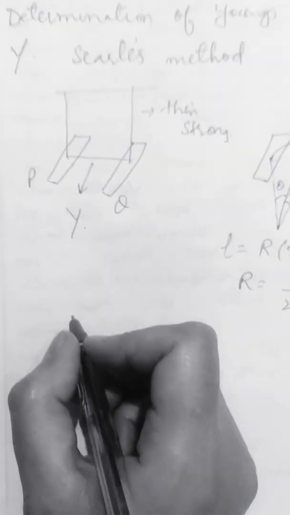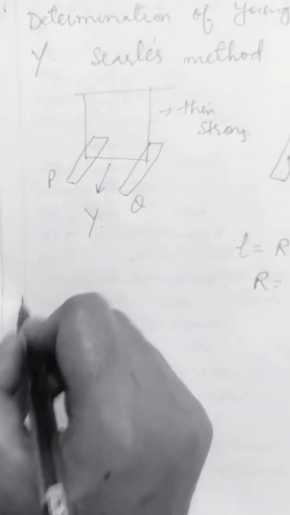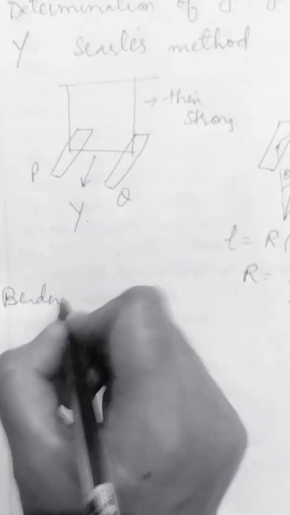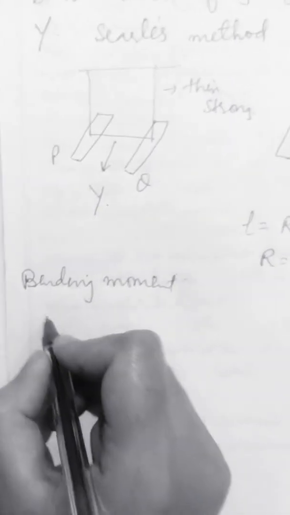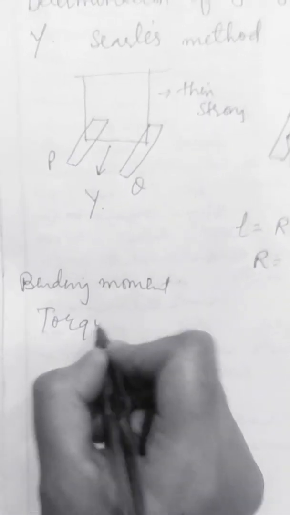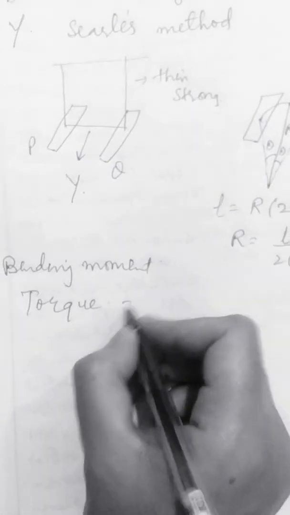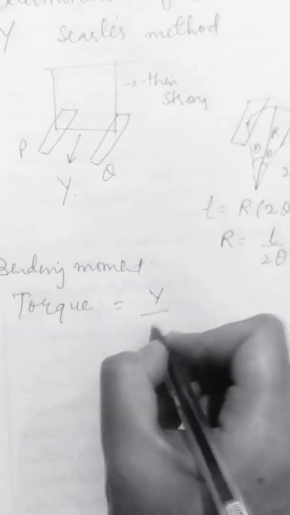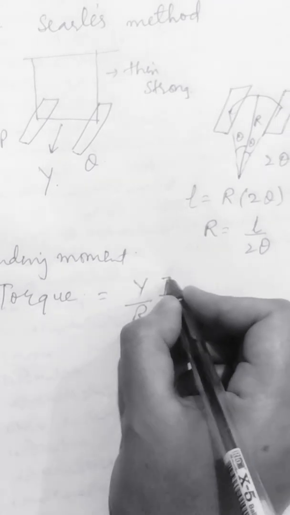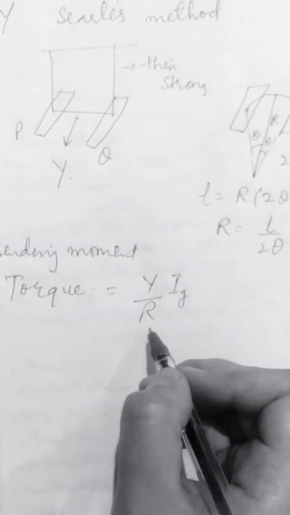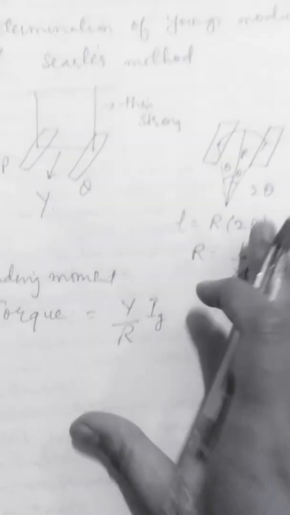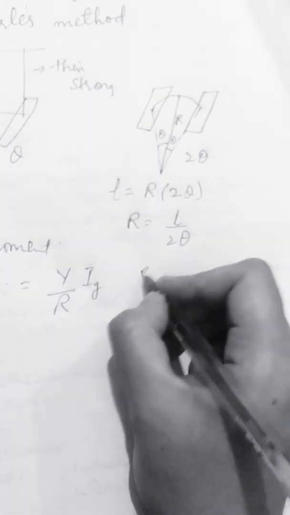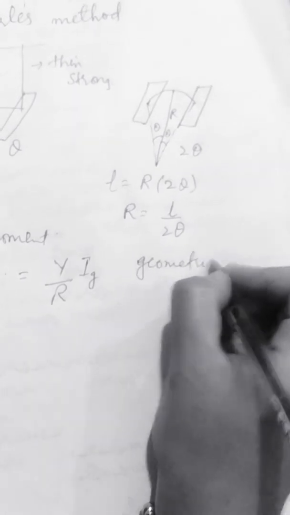Now let us see what is the bending moment. Bending moment is nothing but the torque that has actually bent this wire, right? So that is equal to Y by R into Ig. Remember, Y is the Young's modulus, R is this radius which we talked about, radius of the arc in which this straight wire has converted, and Ig is the geometric moment of inertia.